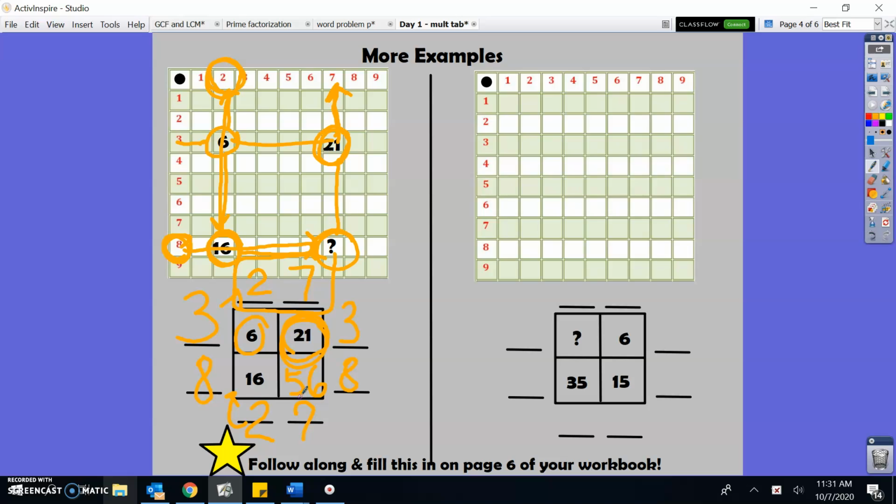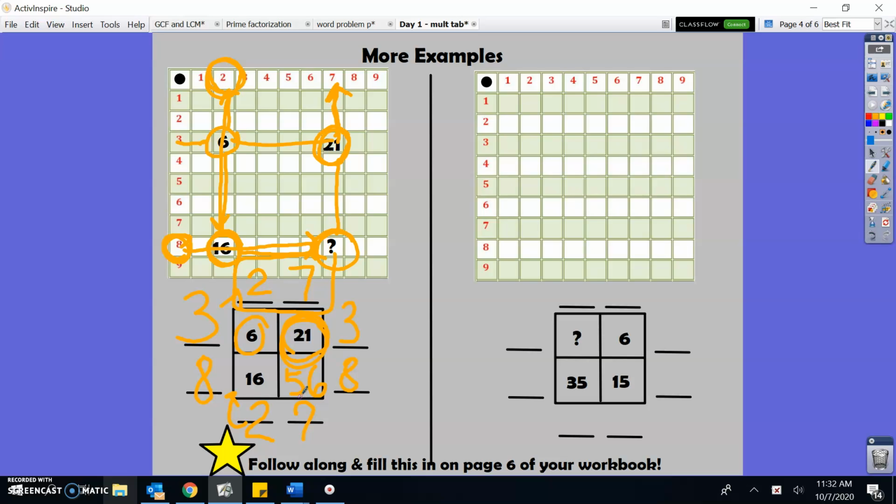So turn to page 6 in your workbook, and that would be example number 1 at the top. So fill in your multiplication chart, the two numbers that you multiplied together to get 6 and to get 21, to get 16, and then to get to our missing number, which stands for n. And then fill in the factor puzzle to the right of that as well. Again, if you need time to do this, pause the video now and fill it in for that first practice problem.